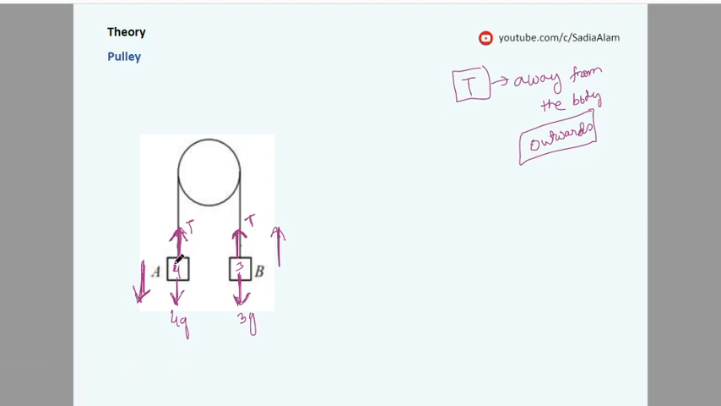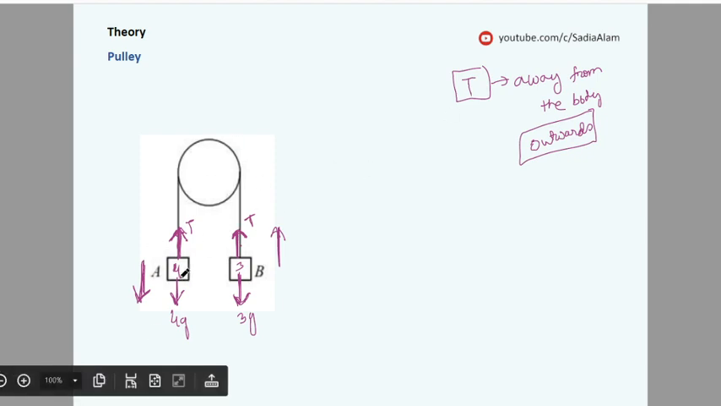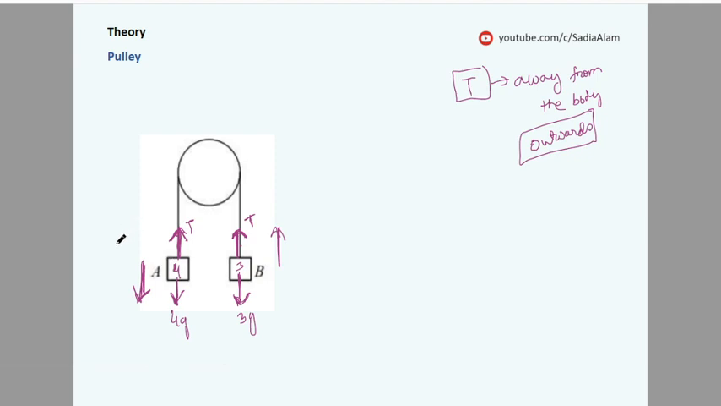So one single rope, A is moving downward, B is moving upward. A is moving downward, simultaneously B is moving upward. Both of them are moving at the same speed, same velocity. Okay, so that's why they will have the same acceleration. So for this situation, T and a are common for both the particles.